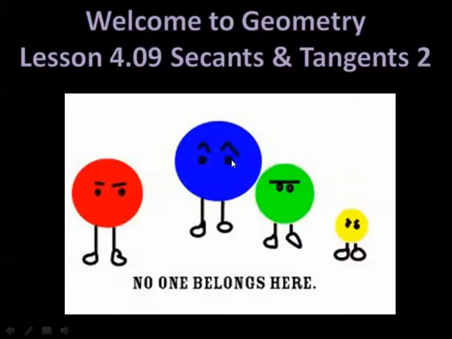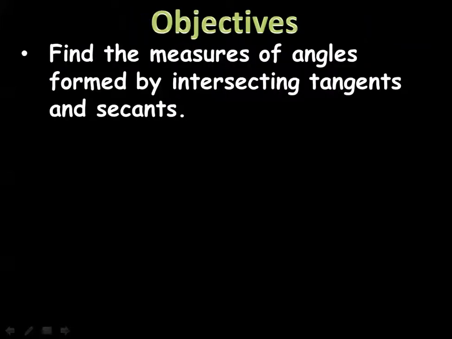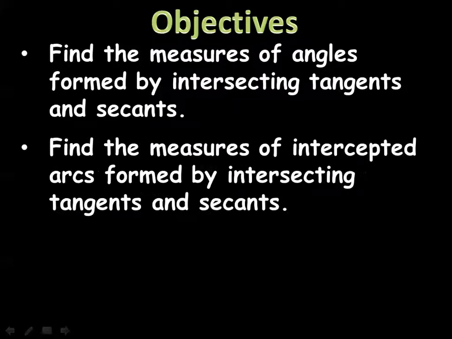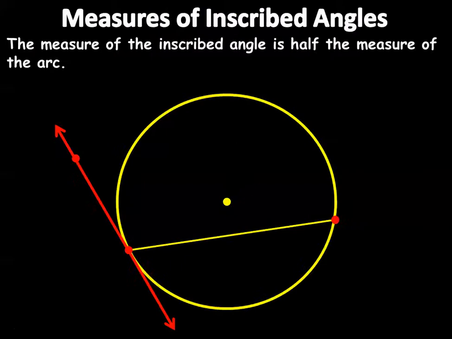Lesson 409, Secants and Tangents, Part 2. The objectives in this lesson are to find the measures of angles formed by intersecting tangents and secants, and find the measures of intercepted arcs formed by intersecting tangents and secants.